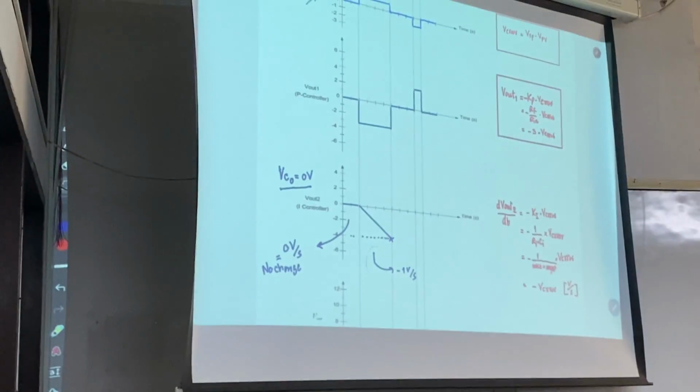This is the meaning of 1 volt per second.